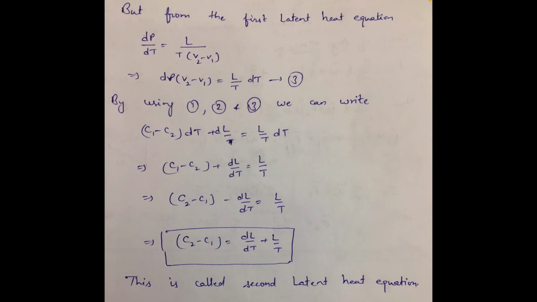and this is a very important equation when we have to relate two specific heats of a substance. And also this equation is useful when we have to find variation in latent heat with respect to temperature. This equation is widely used in both these cases.